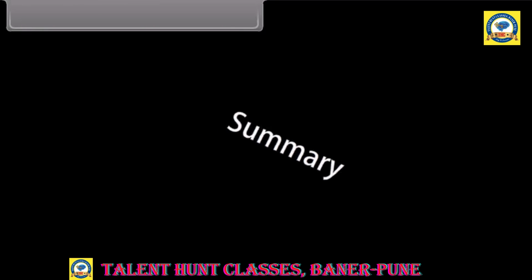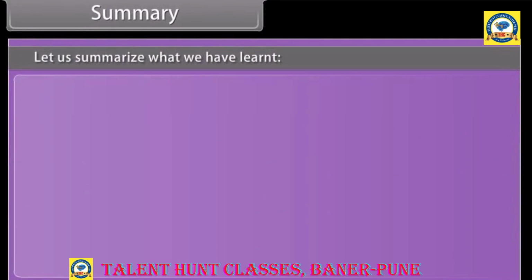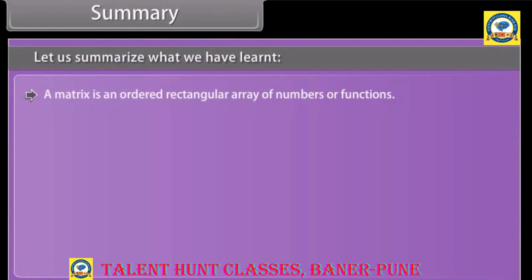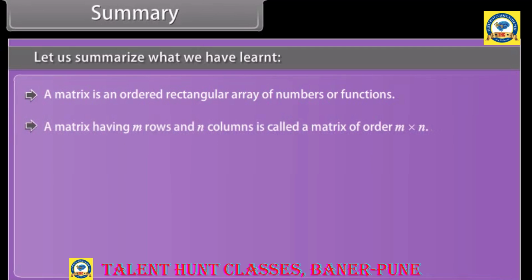Summary. Let us summarize what we have learnt. A matrix is an ordered rectangular array of numbers or functions. A matrix having m rows and n columns is called a matrix of order m by n. A matrix a_ij, m by 1, is a column matrix. A matrix a_ij, 1 by n, is a row matrix.